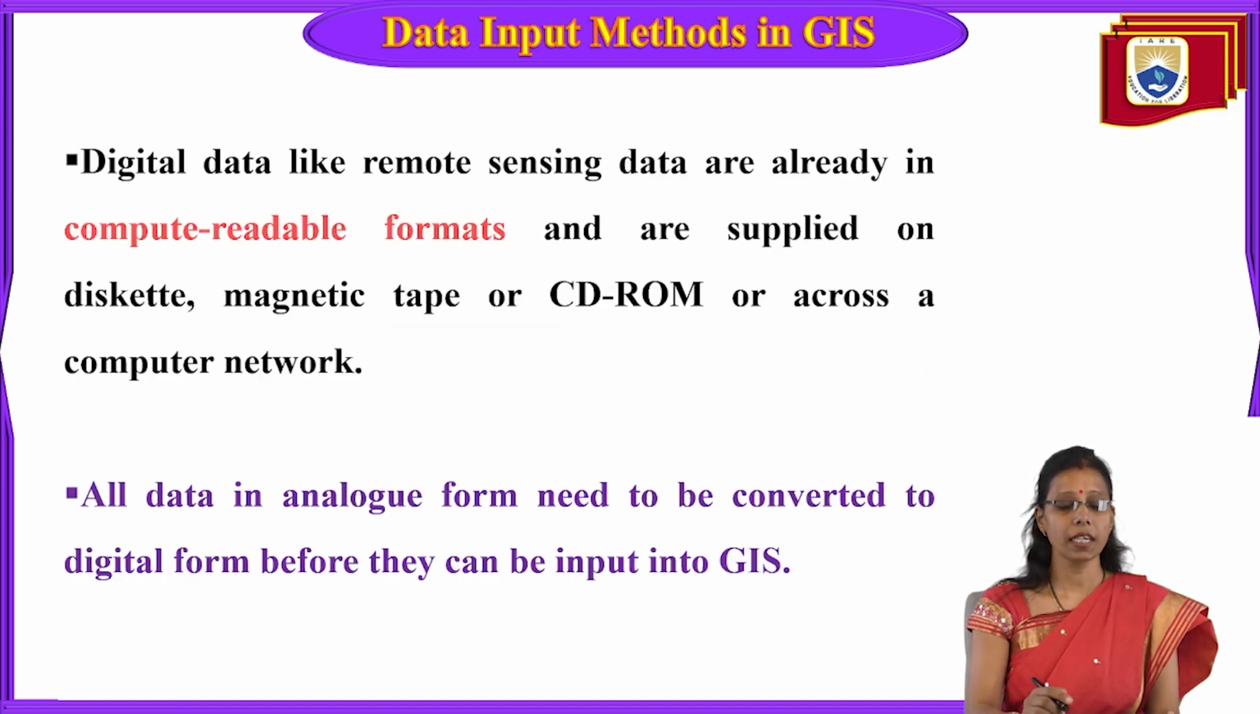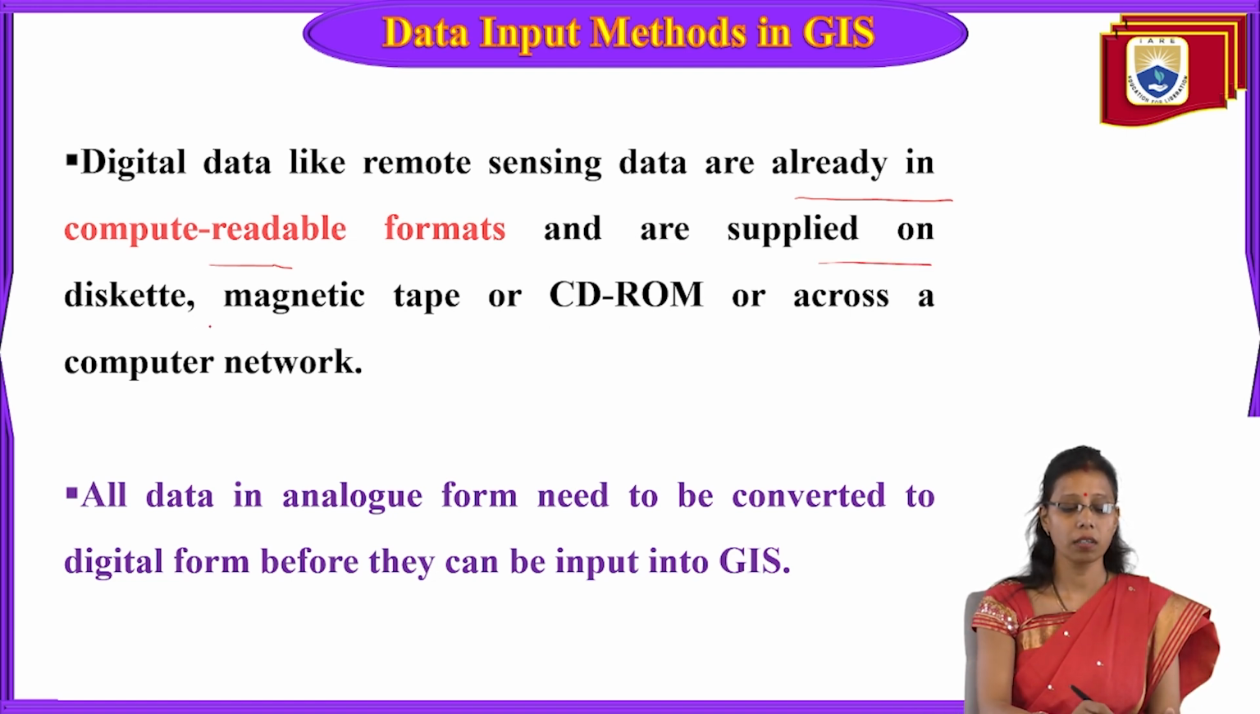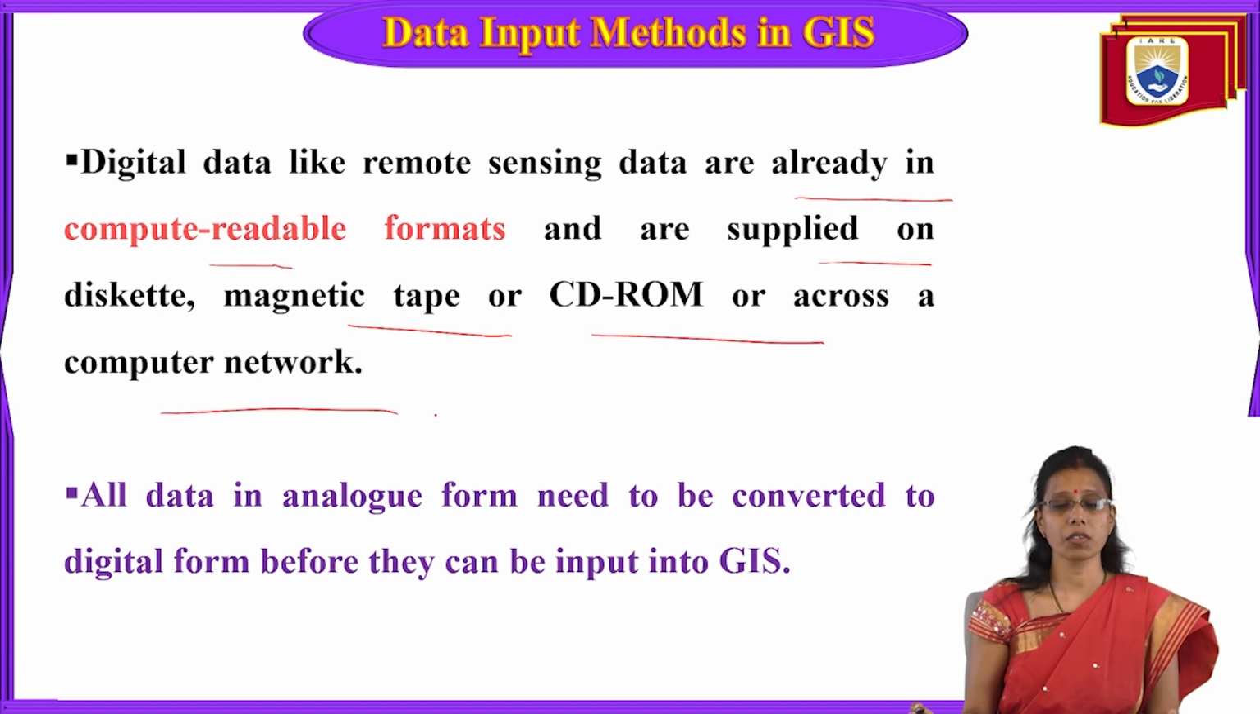Digital data like remote sensing data are already in computer readable formats. Like the satellite data which we receive from remote sensing, it is already in digital format. We can work with that kind of data because it is already digital, and it is supplied on a diskette, magnetic tapes, CD-ROM, or across a computer network. So we can directly work with that digital data because it is in a computer readable format.